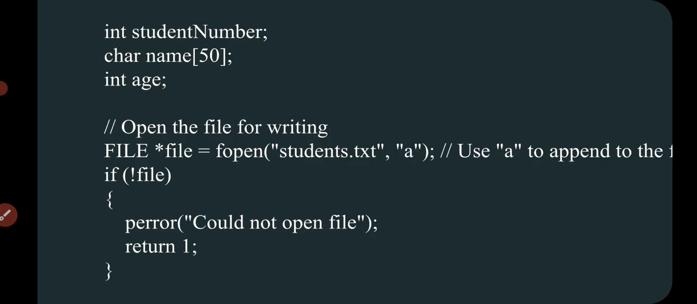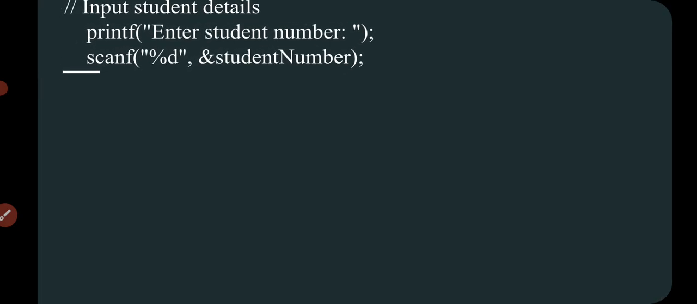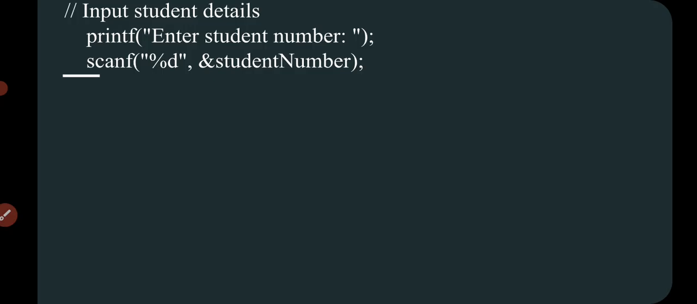Now the next case is the else case. Else means the file exists. The if case, if not file, means the file does not exist. Now we check the else case, which is that the file exists. If the file exists, what has to be done? We are just getting the input from the screen and then we are going to write it in the file.